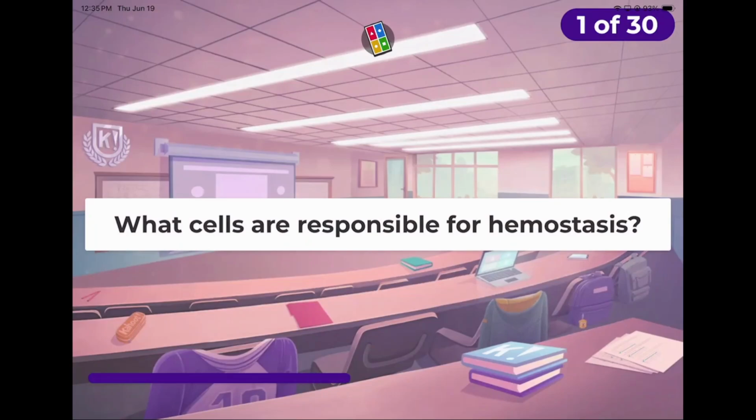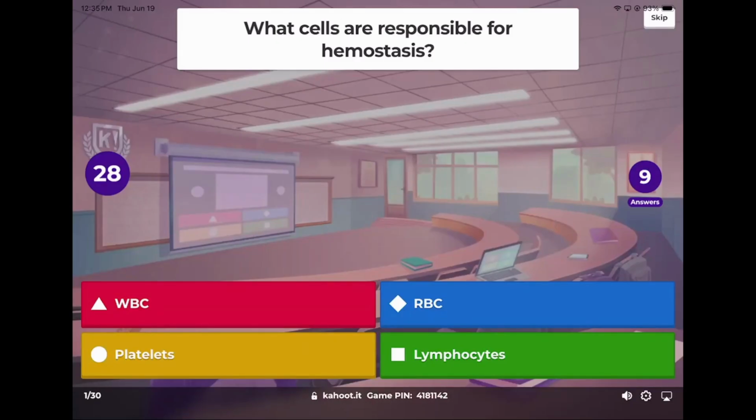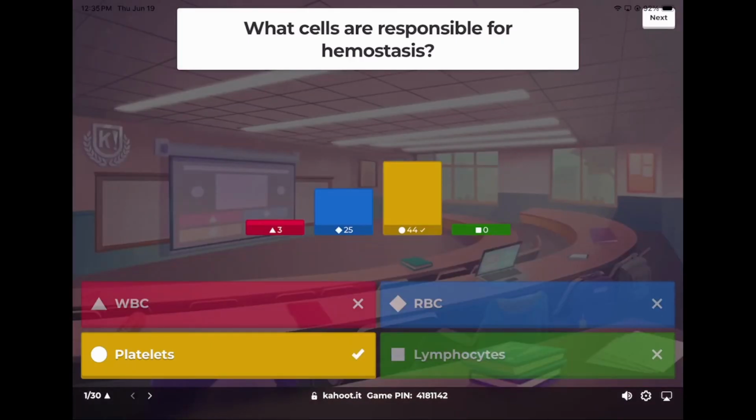Okay, what cells are responsible for hemostasis? So what's hemostasis? Blood clotting, stopping the blood.